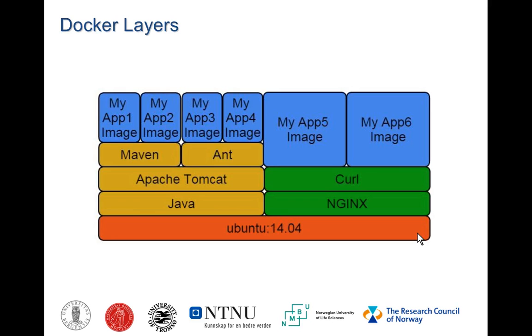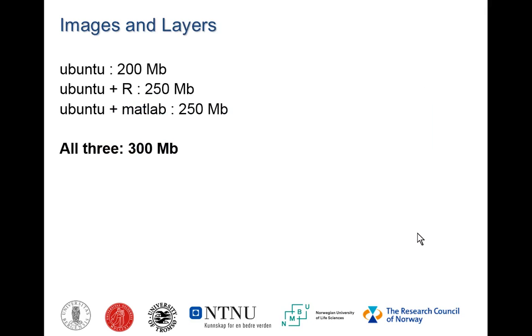So if you want an Ubuntu-based image, you can install Java, Apache Tomcat, and other software on top of it. Each time you create a new image, you don't double the size. So if you have an Ubuntu image and you install Ubuntu plus R, R is 50 megabytes, so Ubuntu plus R is 250 megabytes. You want another Docker image, Ubuntu plus MATLAB. MATLAB is 50 megabytes, so it becomes 250 megabytes. All three, if you have them on the Docker repository, you don't say 200 plus 250 plus 250. No, you say 200 plus 50 plus 50, because Ubuntu is only one. It will not be repeated.